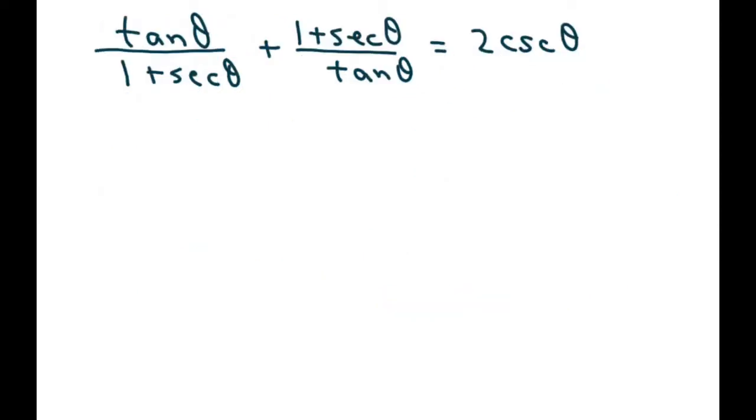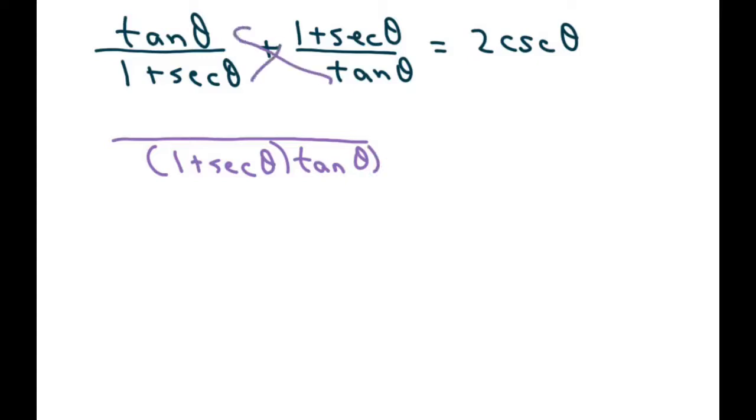The next one, I'm definitely going to work on the right side of the equation. My common denominator is 1 plus secant times tan. Alright, now I'm going to go ahead and cross here, and you're going to get tan squared theta plus 1 plus secant theta squared.